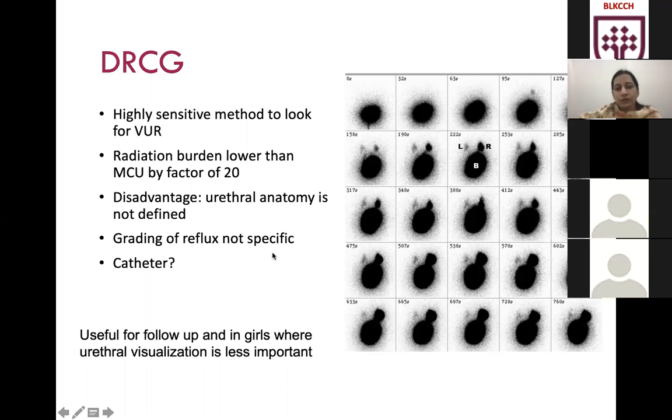However, we cannot identify the anatomical details which are seen more clearly in MCUG, like trabeculations of the bladder and urethral anatomy, and also we cannot grade the reflux as specifically as we do with MCUG. And again, the catheter has to be used. So it is useful for follow-up study of reflux in children who are already detected as having reflux with MCUG, or in girls where urethral visualization is less important.